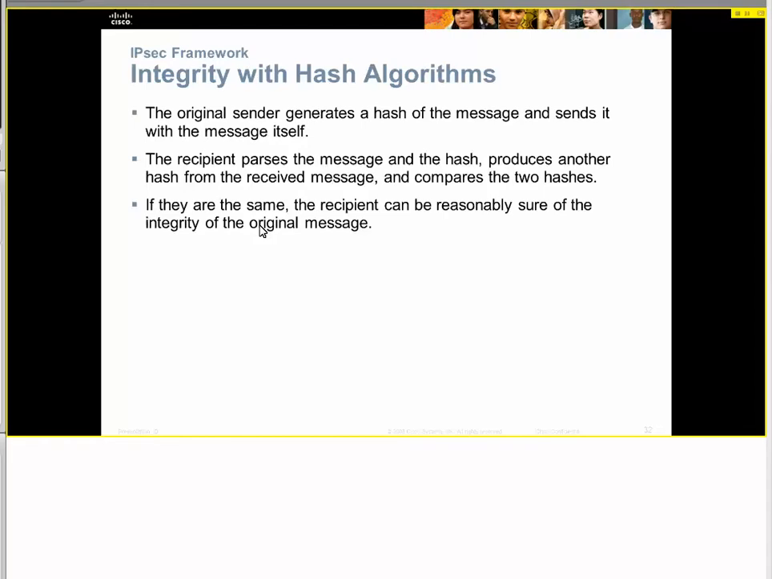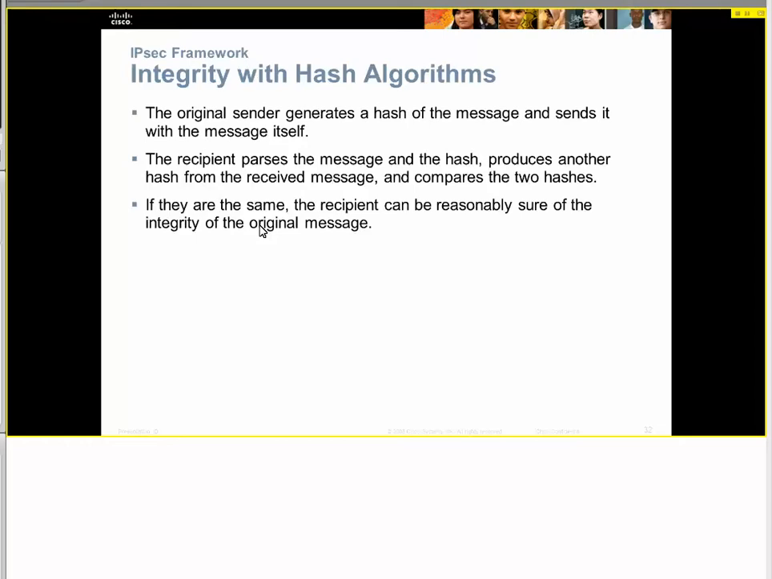Now, we have our secret key. So we take the secret key, combine it with the algorithm, and we then have a mechanism by which we can take a packet, apply the key and the algorithm to the packet. We create a hash, a numerical representation of that packet. We then send the packet along with the hash to the other end.